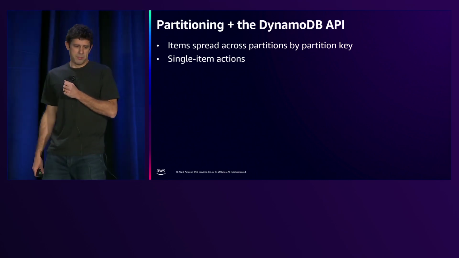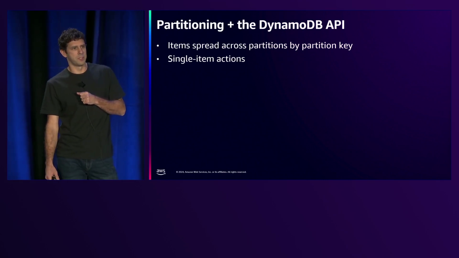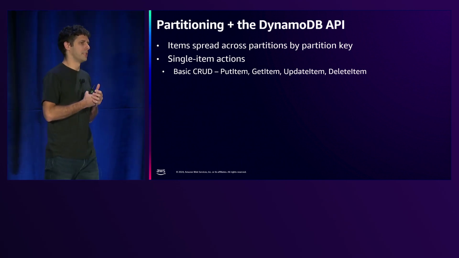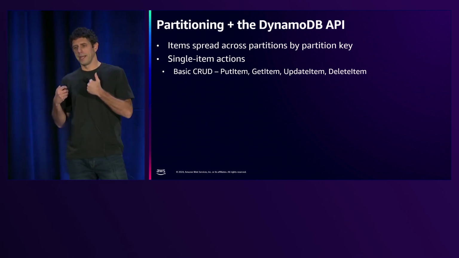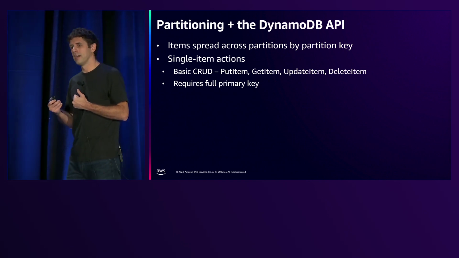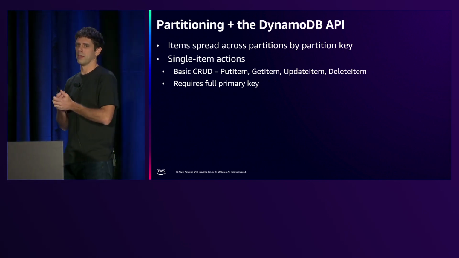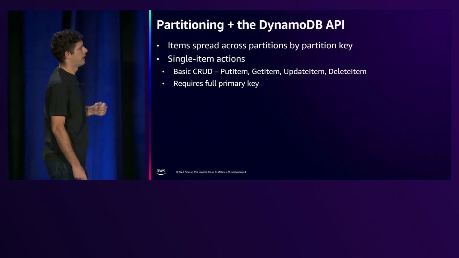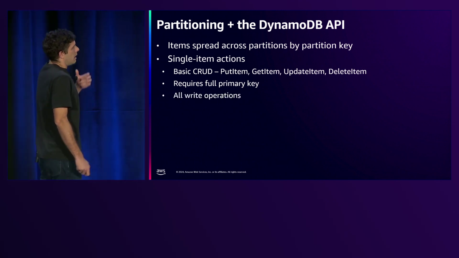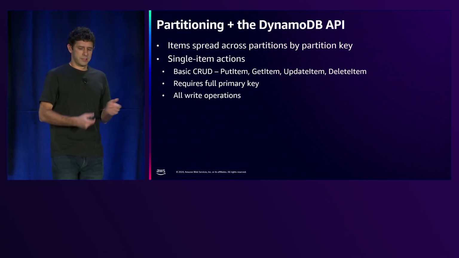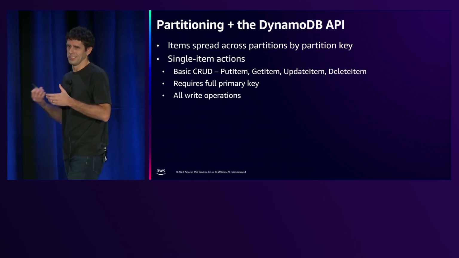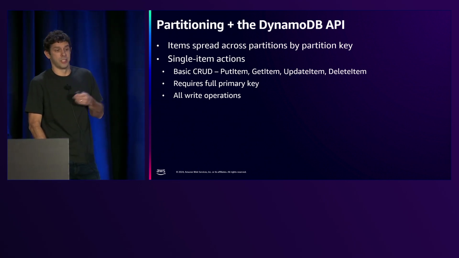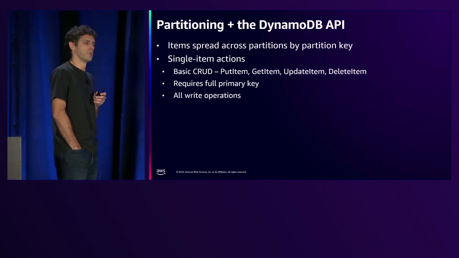So I like to think about the Dynamo API in 3 different buckets. The first bucket is single item actions, which is all your basic CRUD of create, read, update, delete. In that case, you're going to be operating on a single specific item, and because of that, you have to pass in the full primary key, right? It wants to be able to go directly to that partition that has this item and operate on it. Further, all your write operations are going to be these single item actions. You can't do a batch update where you have just the partition key and say update all these records with this partition key.